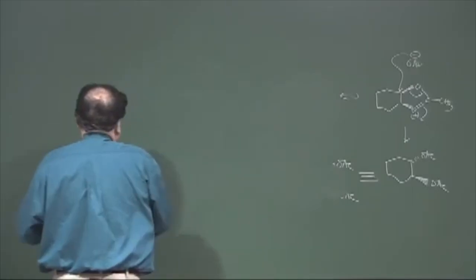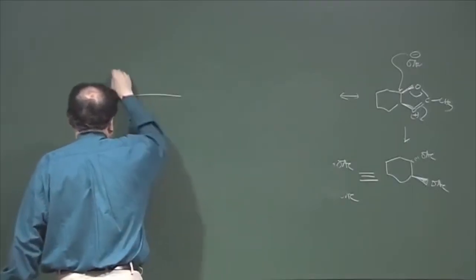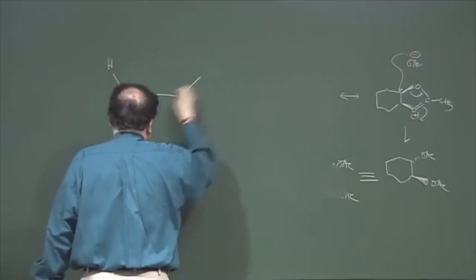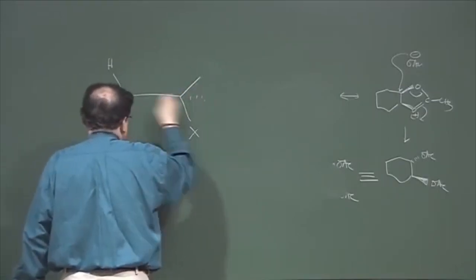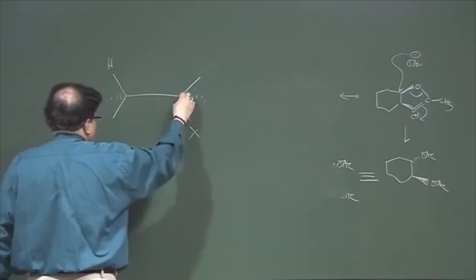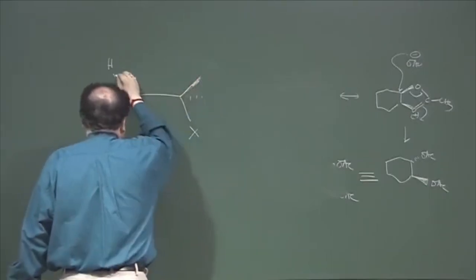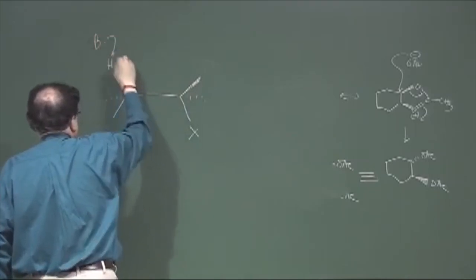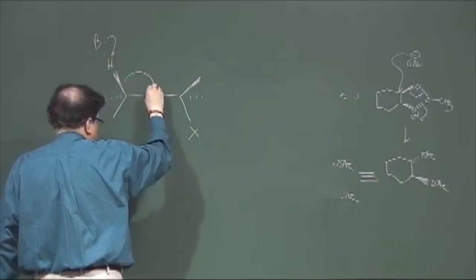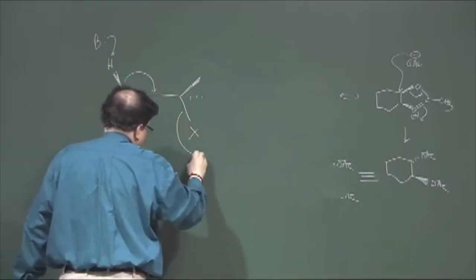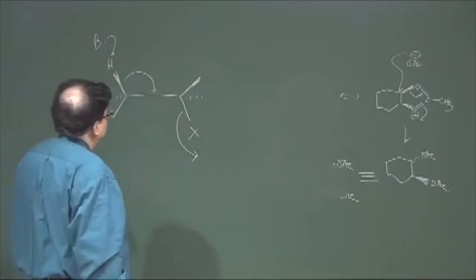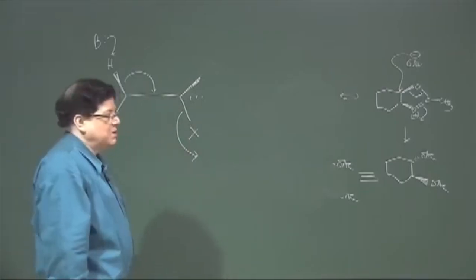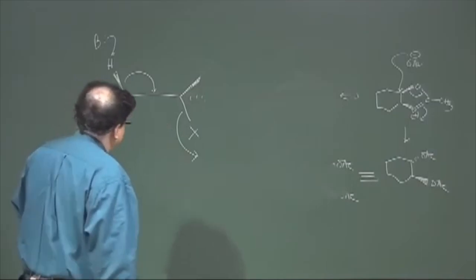E2 elimination, if it is an elimination involving, say, dehydrohalogenation, so you have a system like this. E2 elimination is where the base attacks and takes the hydrogen. If it is dehydrohalogenation, then this is the mechanism. Now, what is the stereoelectronic requirement for this process? That is what we are considering now.